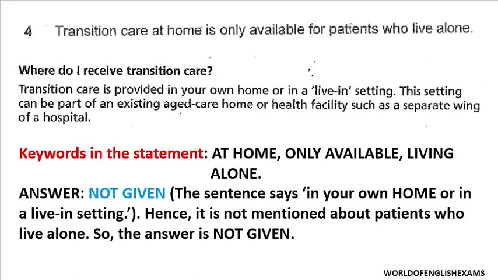Then now let's look at the keywords. So as you can see, the keywords in this statement are at home. Of course, the entire passage is about transition care. I don't need to underline that as a specific keyword. Then at home, okay, and only available. This is the major part. Only available and living alone. So these two are very important to locate the answer.